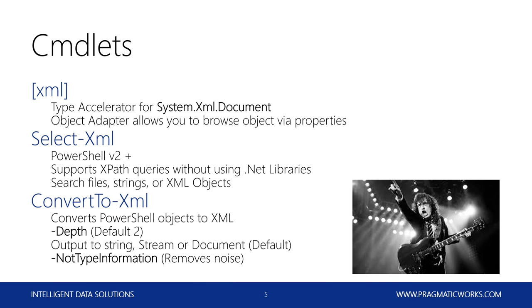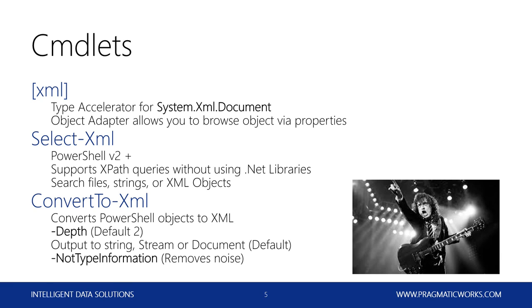And then the object adapter is really cool because it allows you to browse that hierarchical XML structure as a set of properties, so it becomes very simple to navigate. PowerShell v2 introduced Select-Xml, which is pretty cool. It allows you to do XPath, and we'll talk about what XPath is a little bit later, XPath queries without directly using the .NET Framework libraries. Under the covers, of course, you're going to use .NET, but you don't have to use it directly because that's not very fun to do from PowerShell, although you can do it. It allows you to search files, strings, or XML objects, so it's a pretty robust cmdlet.